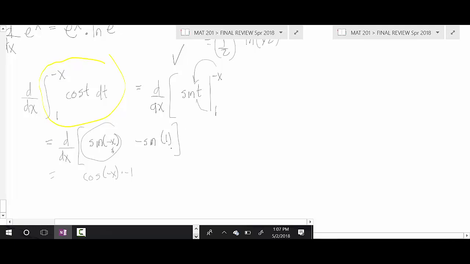What's the derivative of sine of 1? 0. How come? It's a constant, right? The sine of some number is a constant, so that's 0. So what you'd end up getting is negative cosine of negative x, like that.